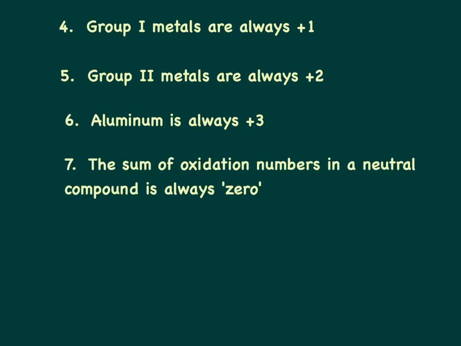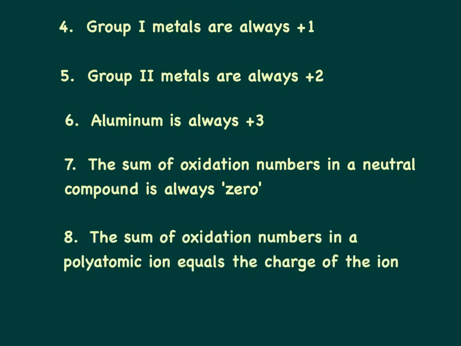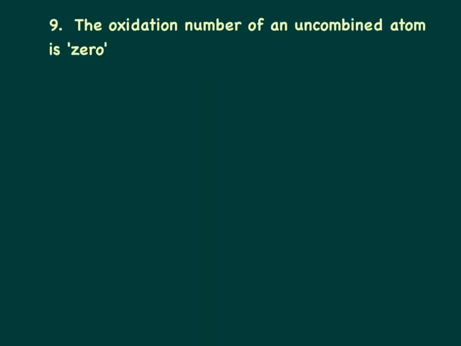Rule number 7 says that the sum of the oxidation numbers in a neutral compound is always 0. And rule number 8 says the sum of the oxidation numbers in a polyatomic ion is equal to the charge of the ion. Rule number 9 says that the oxidation number of an uncombined atom is 0. So anytime you have an element that is not bonded to anything else, then its oxidation number would be 0.